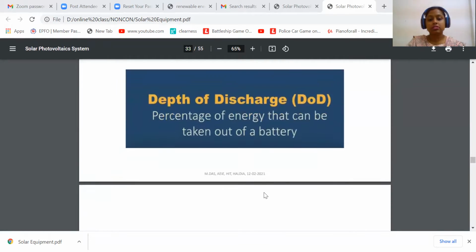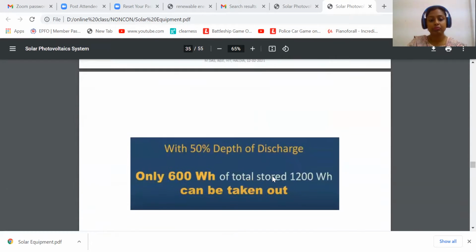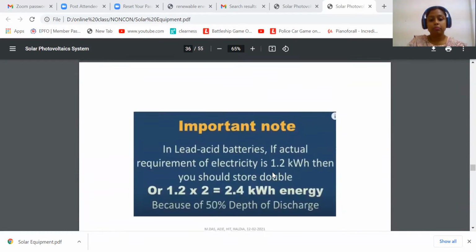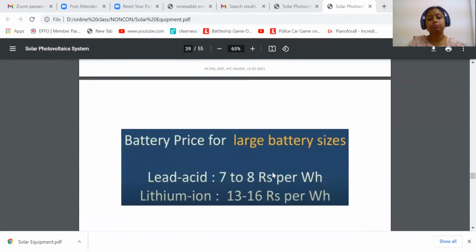So battery depth of discharge is also a factor in designing. The lead acid battery comes to 50%. However, the lithium ion battery is a little bit more costly than the lead acid battery, but it comes to 80 to 90% depth of discharge. So we have to consider how different types of batteries can be used in a particular solar off-grid system.